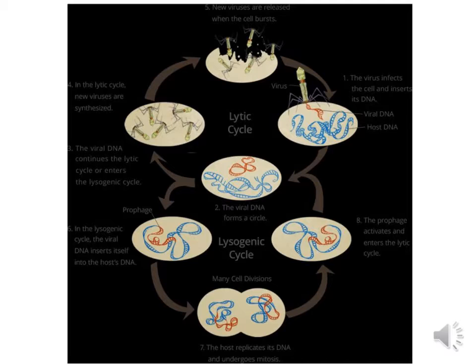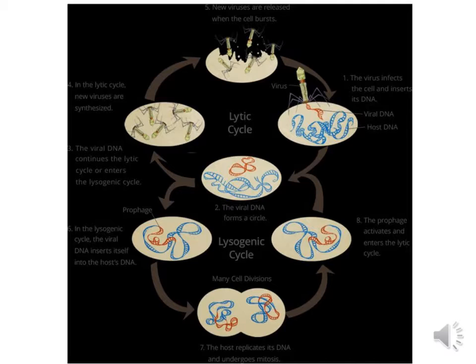In the lysogenic cycle, viral DNA will insert itself into the host DNA and just kind of sit there as it keeps replicating throughout the body. And at some point, the prophage will activate and then enter the lytic cycle. So it's basically an inert segment of the DNA until something triggers it.